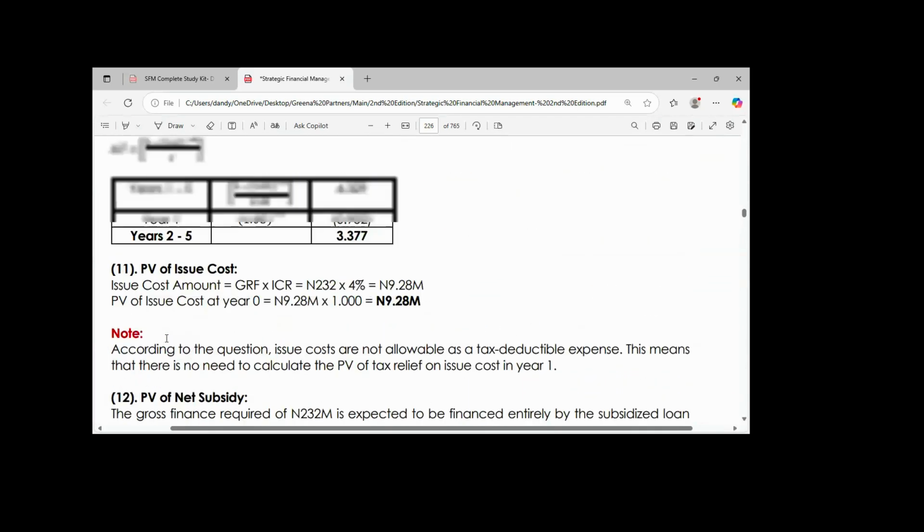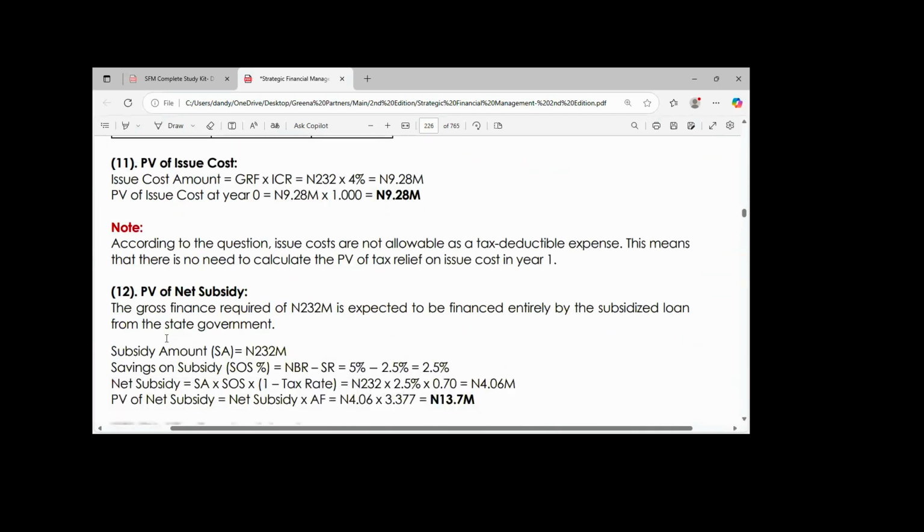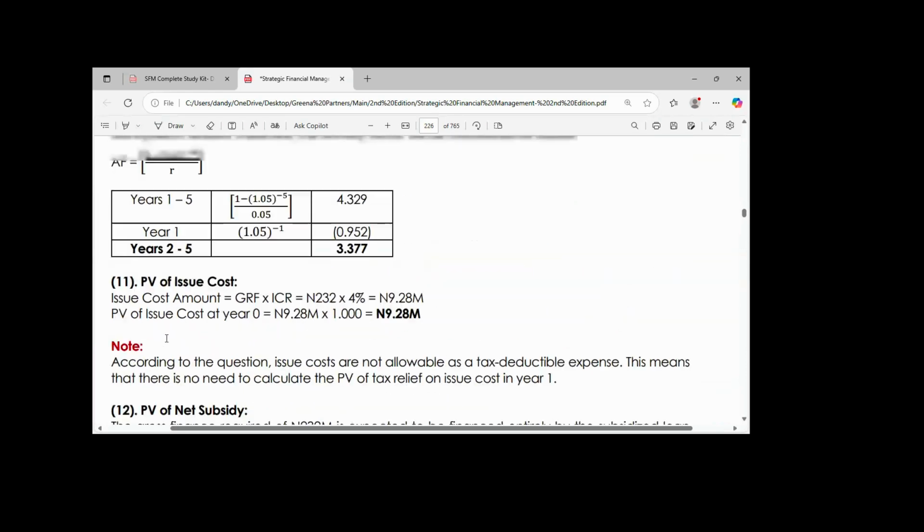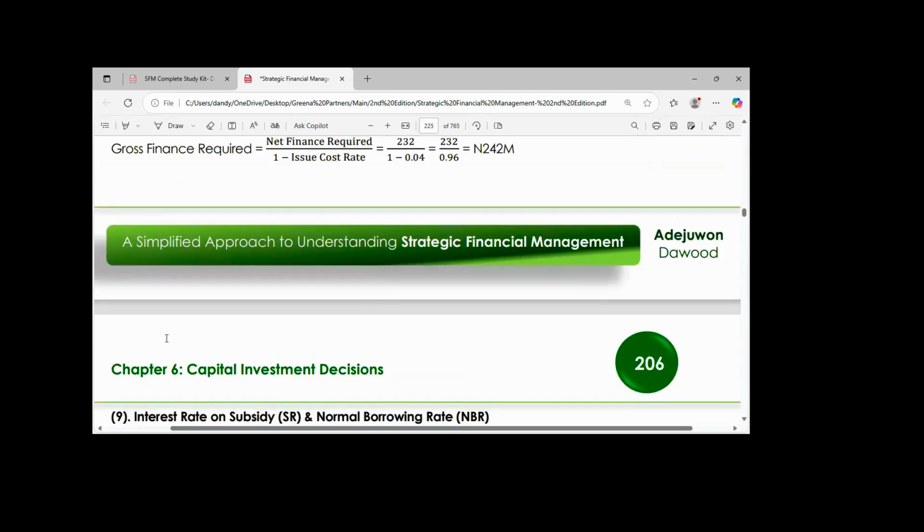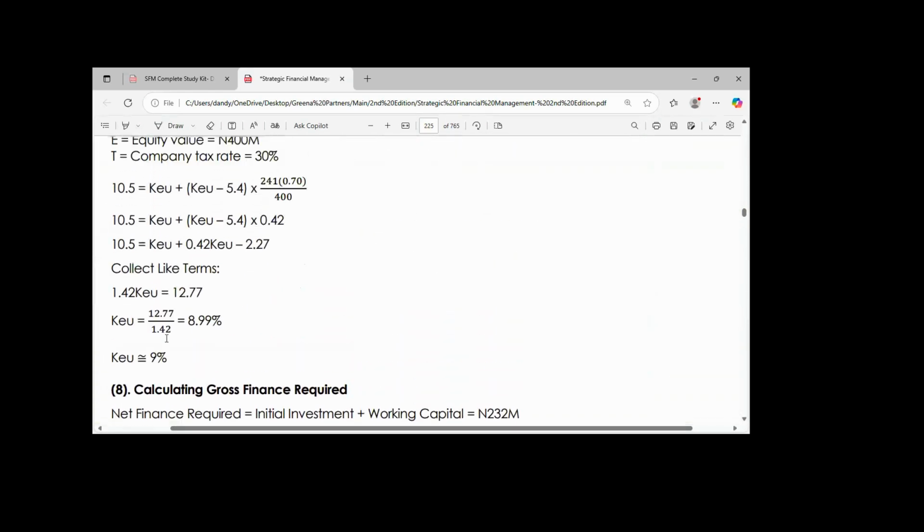All right. Then let me see the question that I think I have, a particular question that involves both equity and debts.